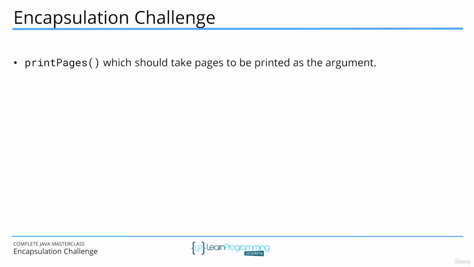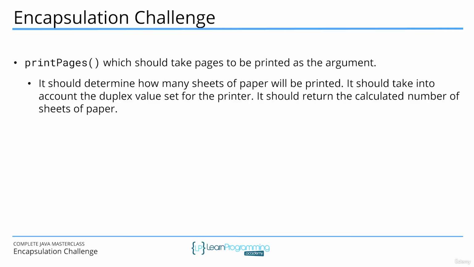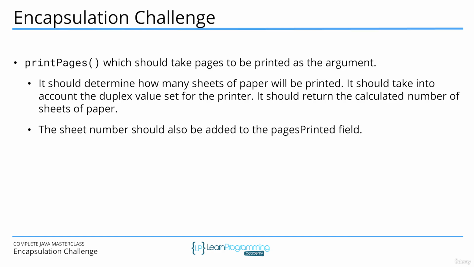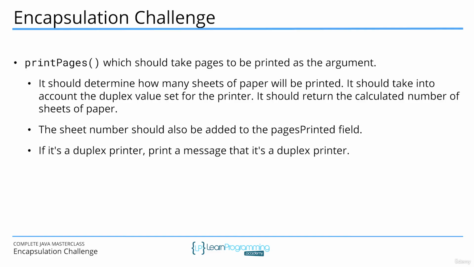Print pages, which should take pages to be printed, as the argument. It should determine how many sheets of paper will be printed. It should take into account the duplex value set for the printer. It should return the calculated number of sheets of paper. The sheet number should also be added to the pages printed field. If it's a duplex printer, print a message that it's a duplex printer.